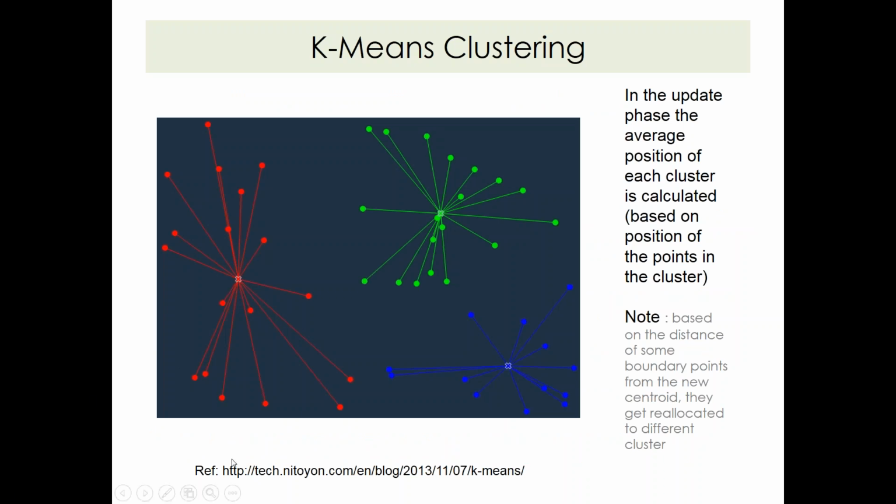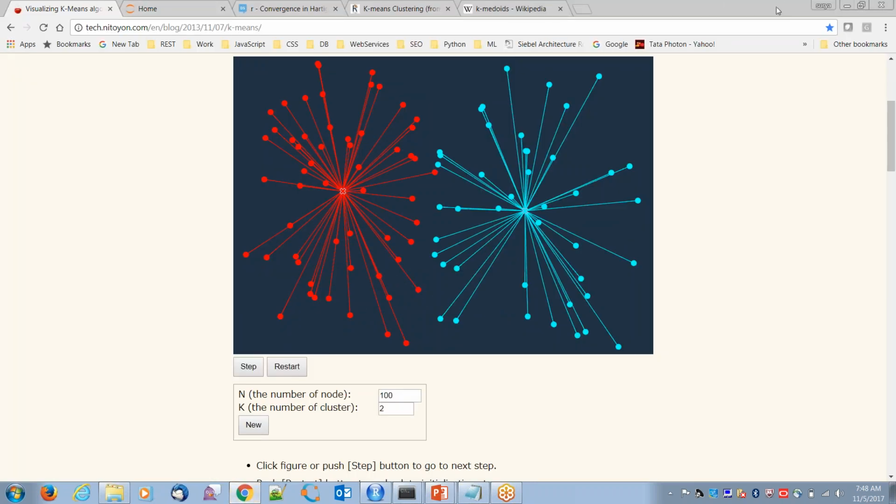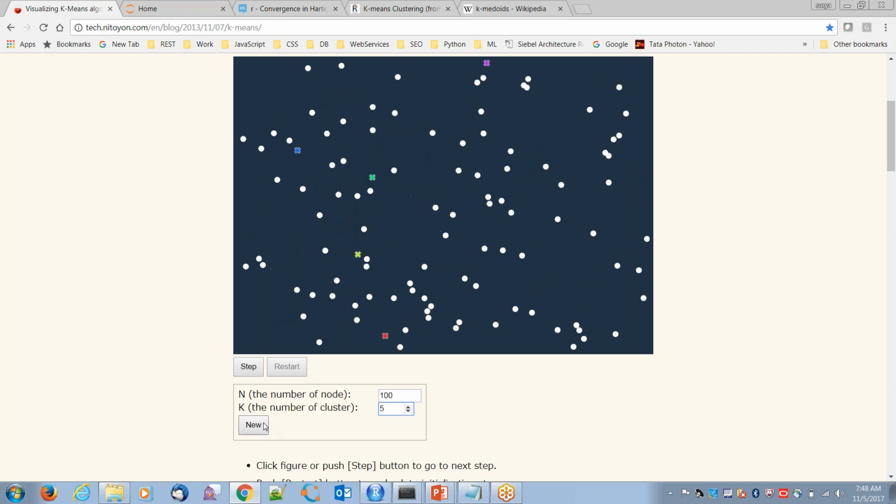Let's see an animation to understand how k-means works. Let's say I have 100 data points, whatever you see as the white dots. So let's say these are my 100 data points, and I have chosen my number of clusters, which is k, as 5. I have given the value of k as 5.